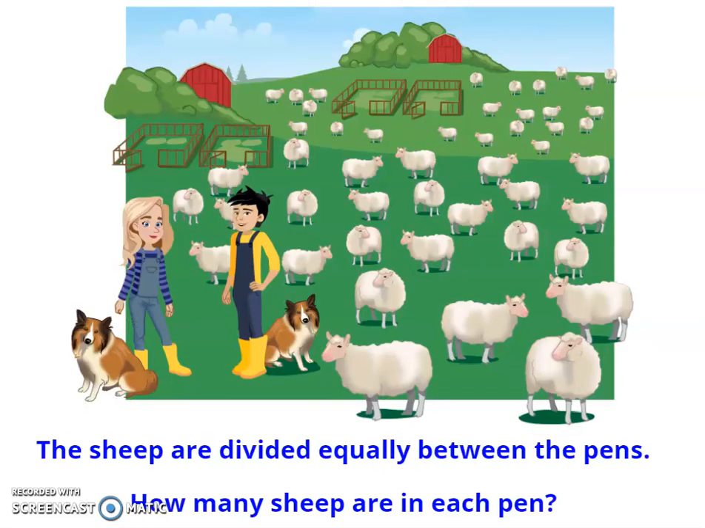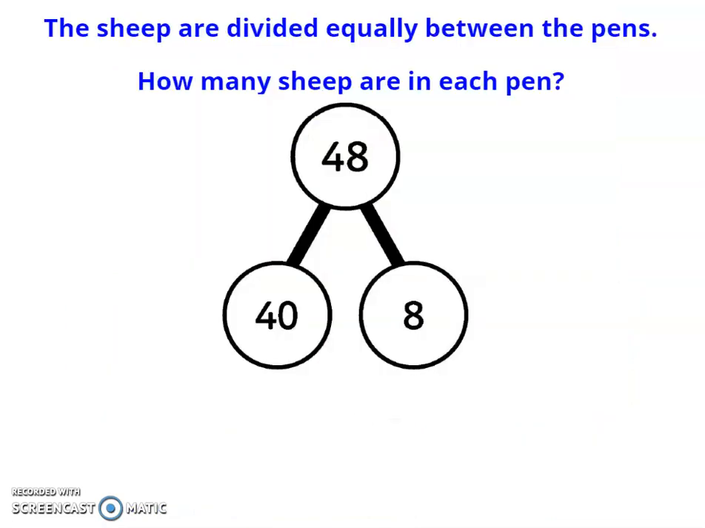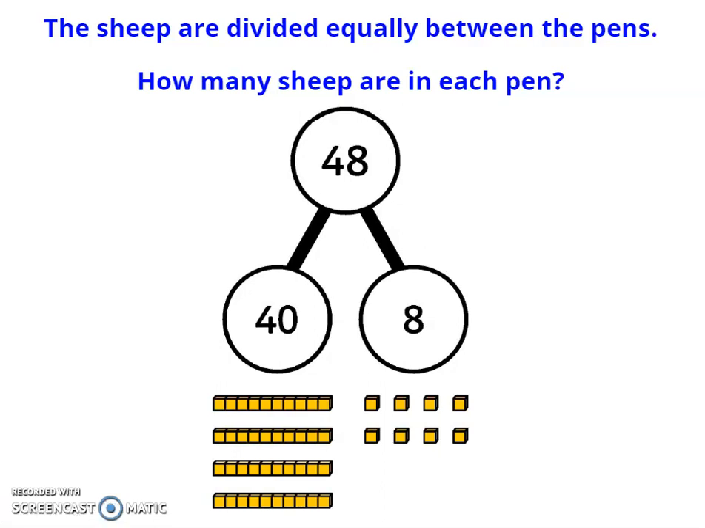Let's see whether this same strategy will work on our next question. So question 2 is saying, the sheep are divided equally between the pens. How many sheep are in each pen? So once again, we know that we've got 48 sheep, and let's see how many pens we've got. 1, 2, 3, 4. So once again, to help me solve this problem, I've divided and partitioned my number into its tens and ones. And again, we've represented this using our base 10, which will allow me to solve this, because I'm going to be looking at 8 divided by 4 and 40 divided by 4.